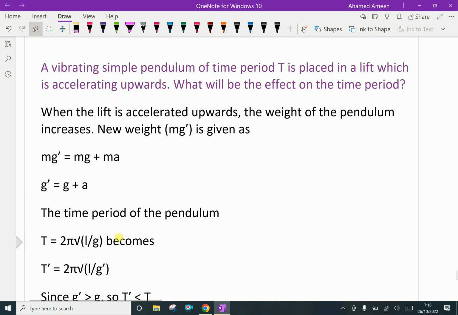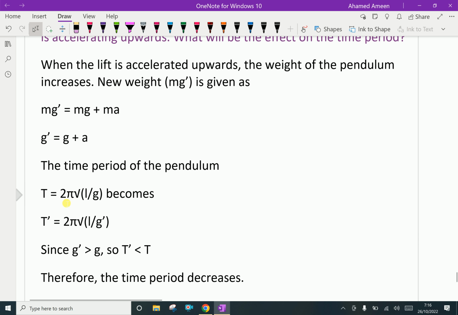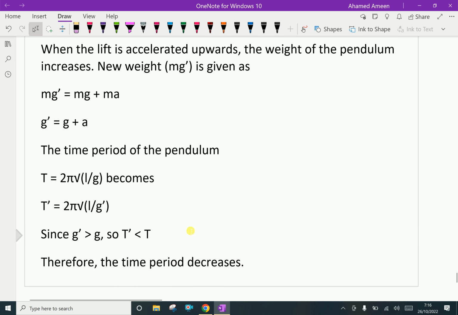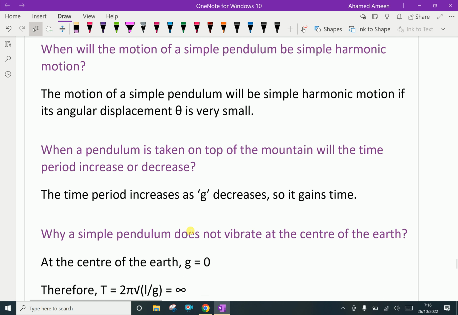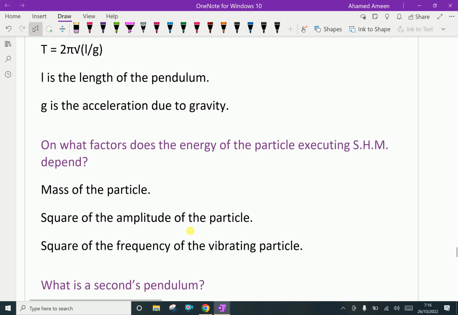The time period of the pendulum, we know, is 2 pi root of l by g, which becomes T dash equals 2 pi root of l by g dash. Here, g dash is greater than g, therefore the new time period is less. So, when the simple pendulum is kept in a lift that accelerates upward, the time period decreases. These are some definitions, explanations and derivations we discussed.